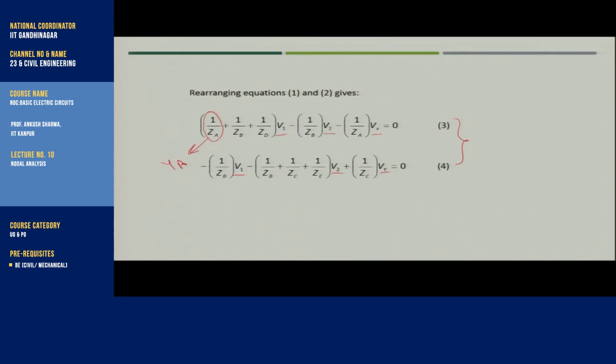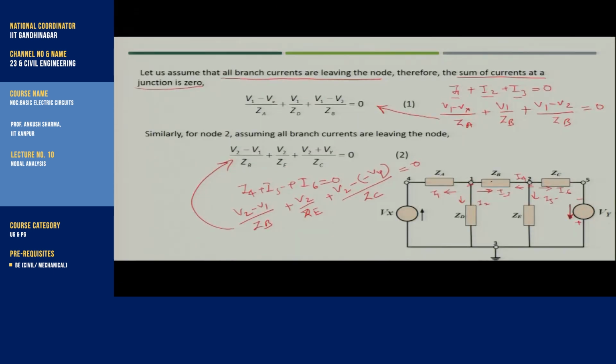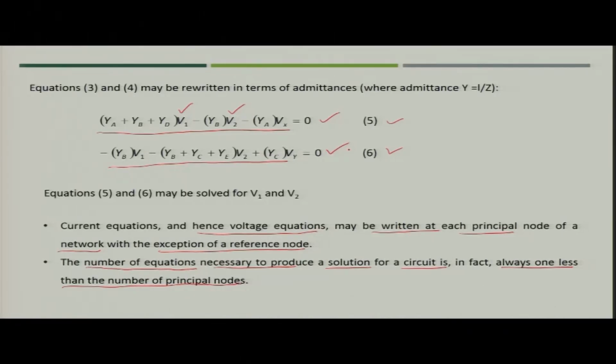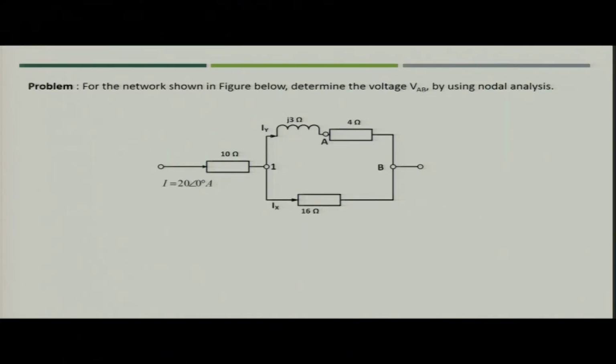So, in this figure the principal nodes were 3, 1, 2 and 3. So, the number of equations required would be 3 minus 1. So, you need two equations to solve the circuit and you got these two equations. With this equation creation you can solve the circuits which are having node voltages as a variable.